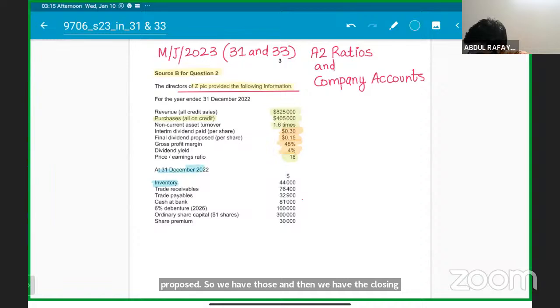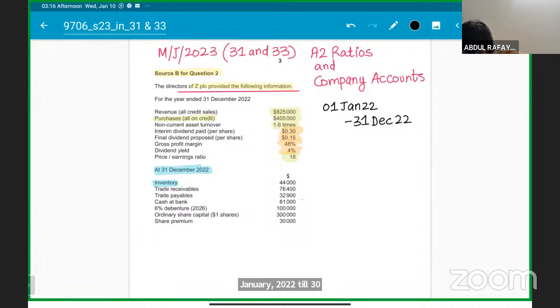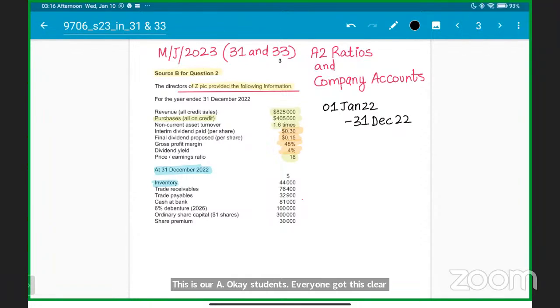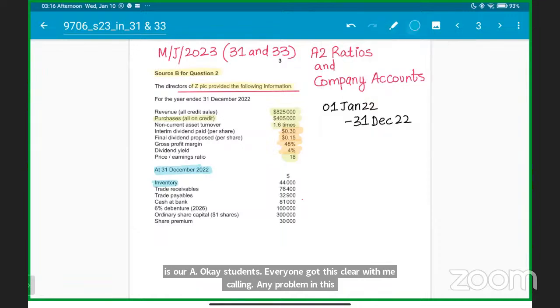And then we have the closing balance sheet items as well, students, at the end of the year, 31st December 2022, which means that our year is starting from where, students? Everyone can hear me, right? We are starting from 1st January 2022 till 31st December. This is our year. Everyone got this clear? Any problem? Any questions? Okay. So that is where we stand.